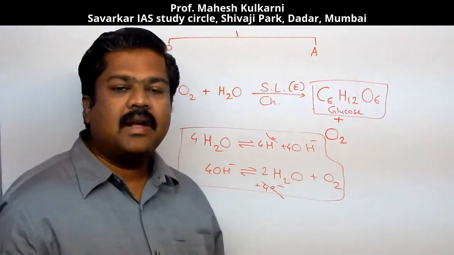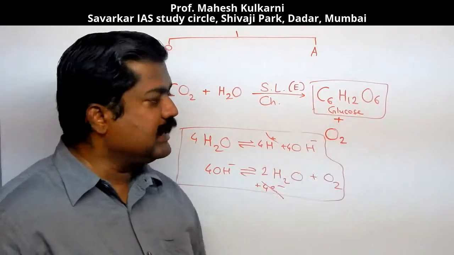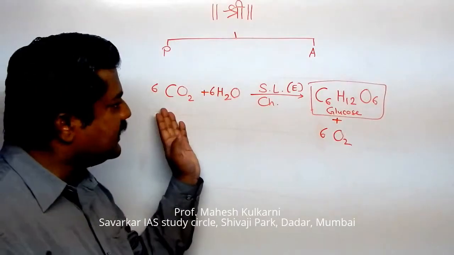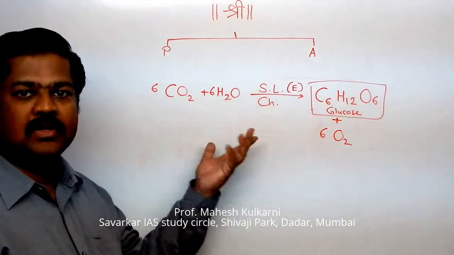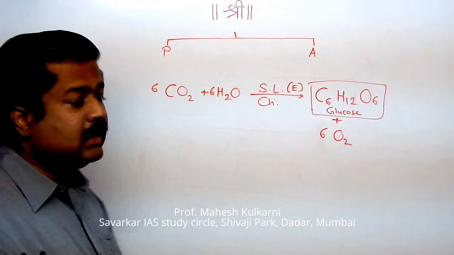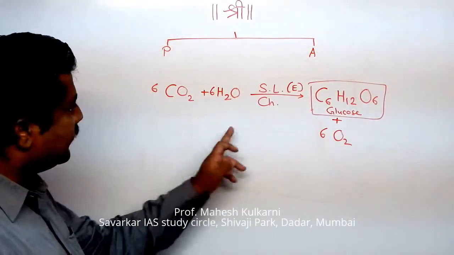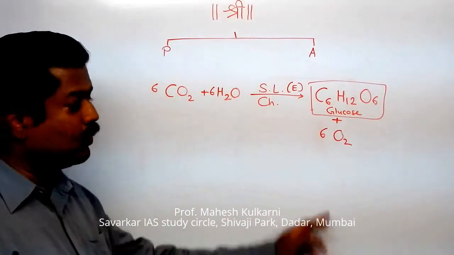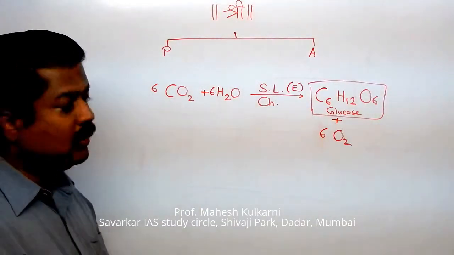So here we are having C6H12O6. This material we can consider as food. This is a balanced reaction, because earlier I had written only the basic one. So now it is a balanced reaction: 6 carbon dioxide plus 6 water molecules will give 1 molecule of glucose and 6 molecules of oxygen.